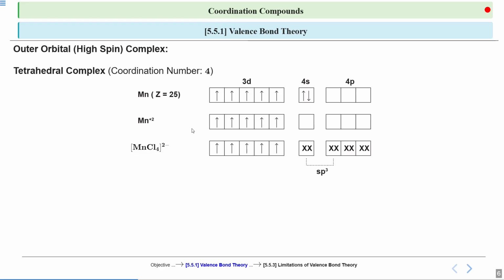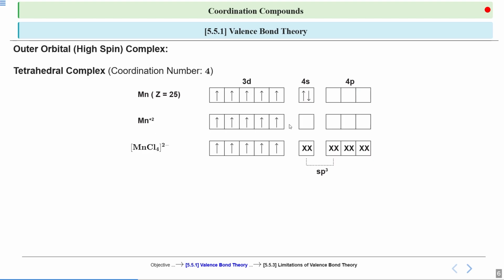So why are we considering 4p? Because there are 4 chloride ions acting here as ligands, so we have to take 4 orbitals to undergo the hybridization process for making the bond between the manganese and the chlorine. So chlorine has to donate its electrons to the empty orbitals of the metal manganese, so it needs 4 orbitals, and that's why we are arranging for that.